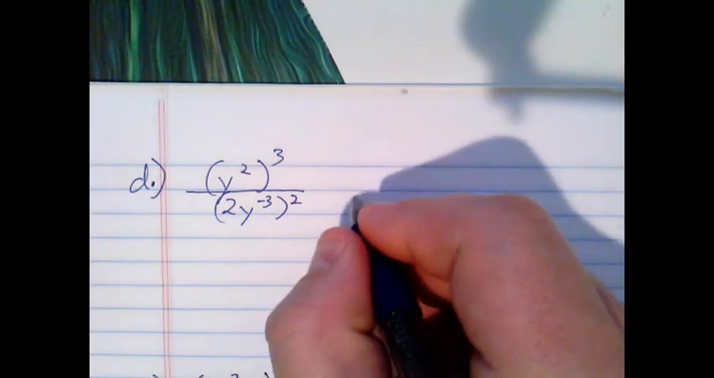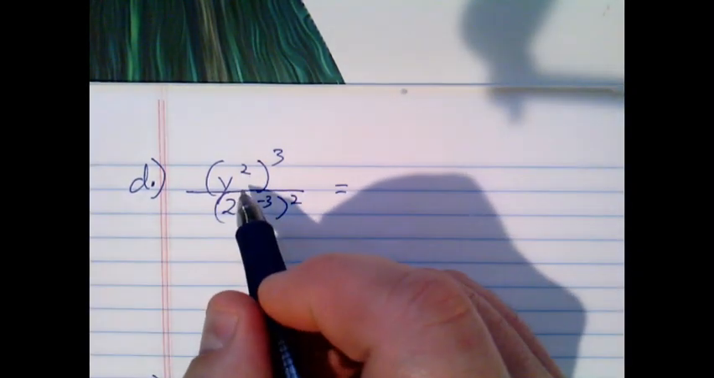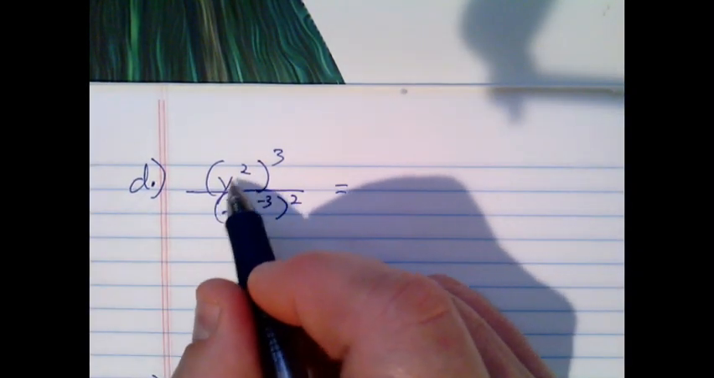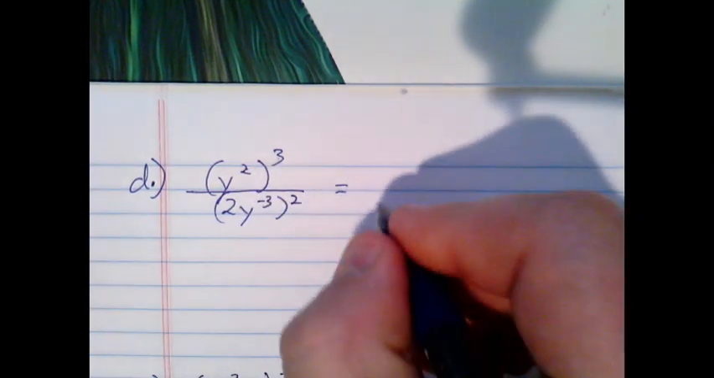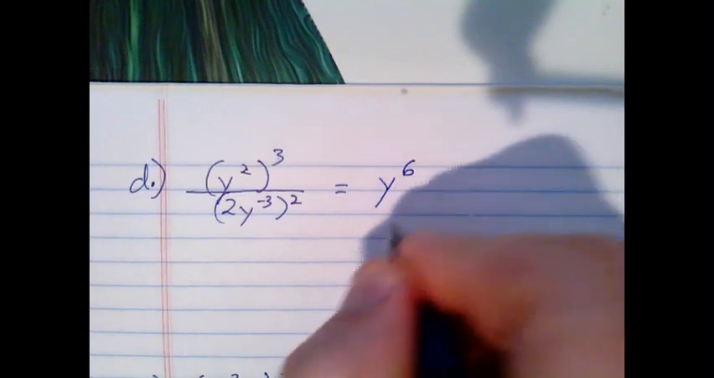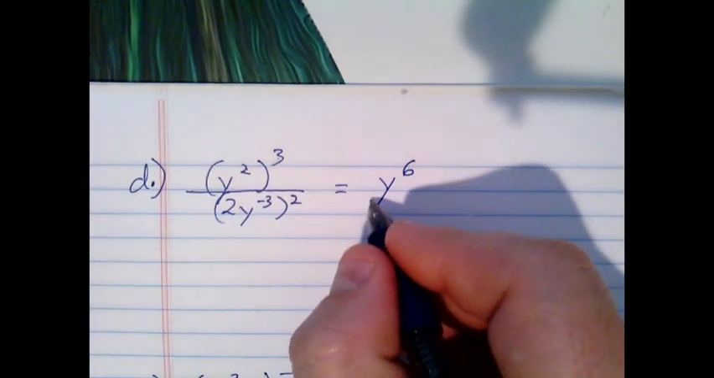Alright, so in part D, I'm given the expression y squared to the 3 divided by 2 times y to the negative 3 to the 2. Alright, well, let me see. I can go ahead and use the rule that says if I have a base raised to a power and then raised to another power, those powers will multiply. So that becomes y to the 6.